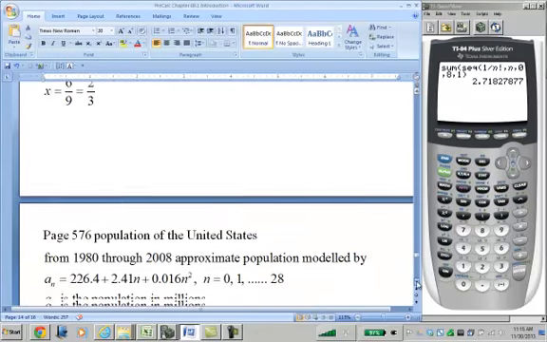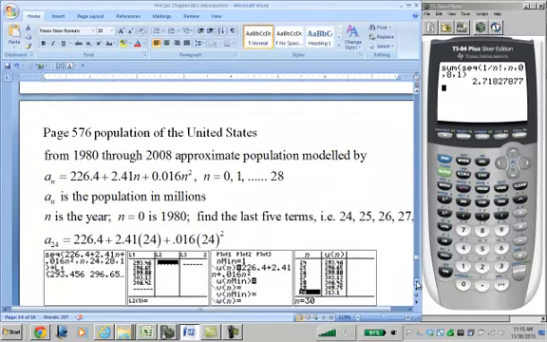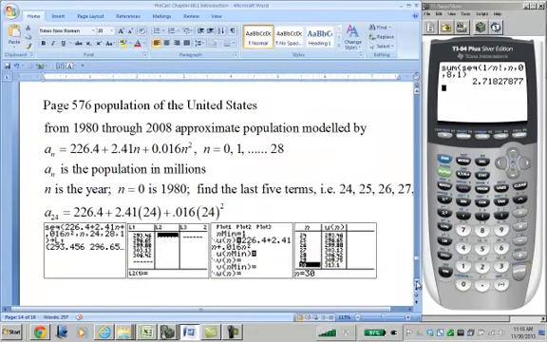The population of the United States from 1980 through 2008 is approximately given by a polynomial, right? Constant term, first degree, second degree. There's no big deal here. We've seen these before. This is just a different way of looking at it. a sub n is the population in millions, n is the year, and n equals 0 is 1980. Find the terms for n equals 24, 25, and so on.